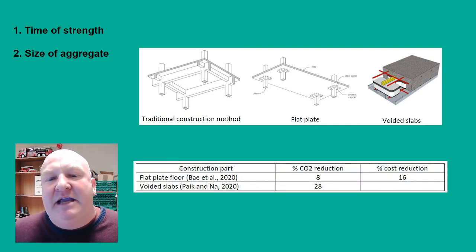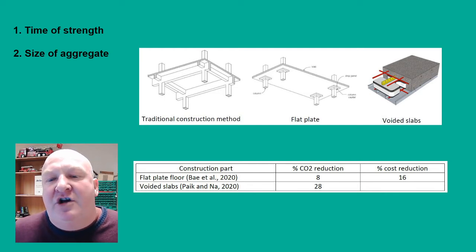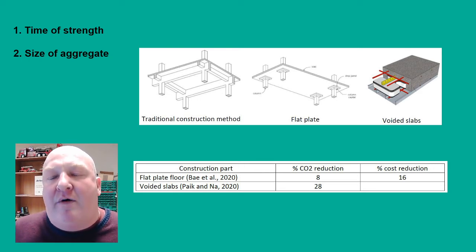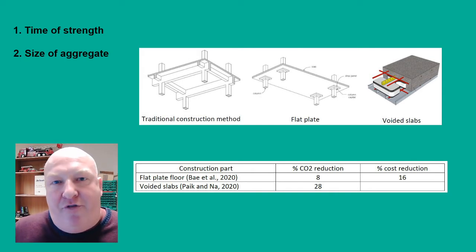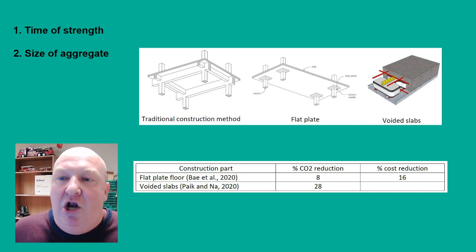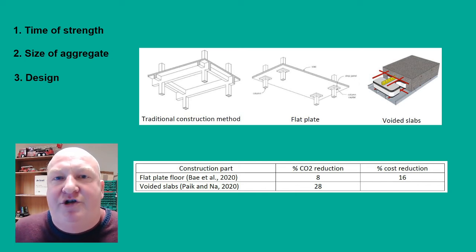As we see from this table here, if you do different calculations, if you use flat plate instead of traditional construction, you can get up to an 8% reduction of CO2. If you use voided slabs, you can even get 28% reduction. And if you do that together, well, you will get almost 35% reduction of CO2 for each construction, and that's a lot. So design is the last thing I want to talk to you about.